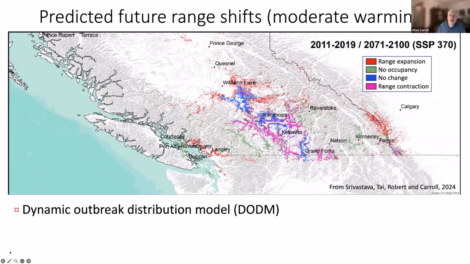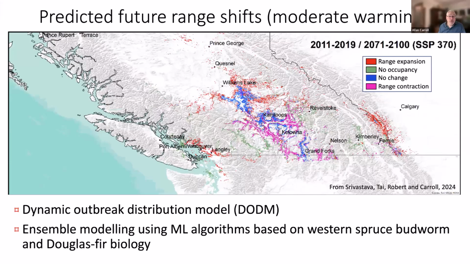And so we've created what we call a dynamic outbreak distribution model, which is actually a product of ensemble modeling using machine learning algorithms. And if you guys want to talk about that when I'm finished, I'm happy to do my best to explain it. But essentially, what we've done is we've attempted to capture our understanding of the biology of both the Western spruce budworm and the Douglas fir tree, and then in doing so, predict where we might see things happening.